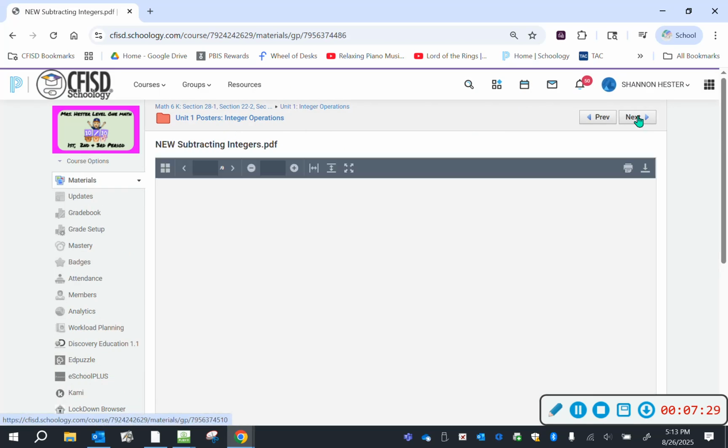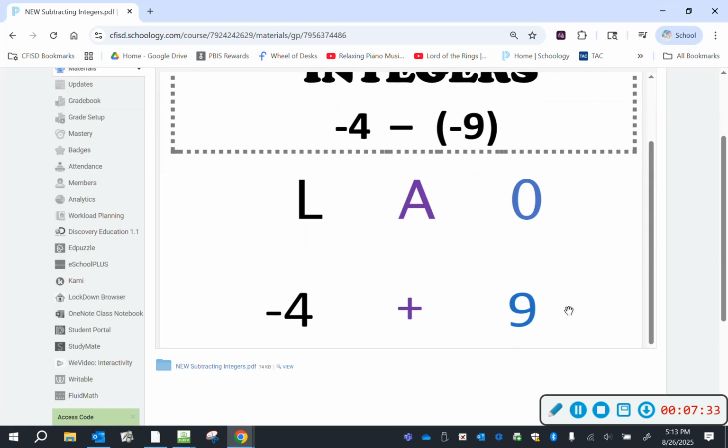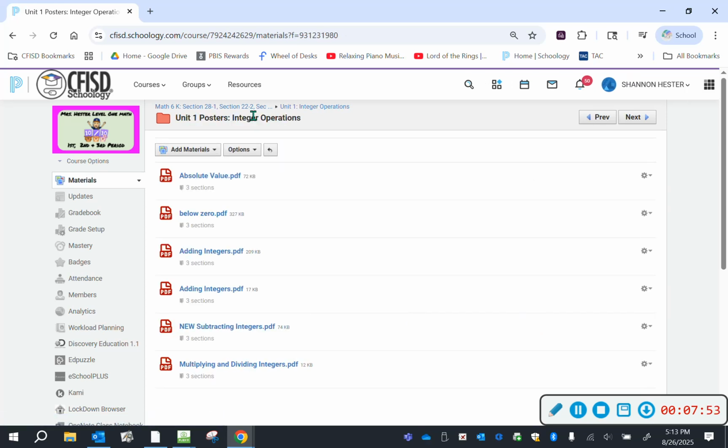Okay. Our next poster, subtracting. There's the LAO. All subtracting, you can do: leave your first number, change subtracting to addition, and make your second number the opposite. So the opposite of -9 is +9. And you can use addition to solve subtraction. Mind blown. So we could go on and on with the posters, or you could just go take a look for yourself, and like I said, you're welcome to print those out.